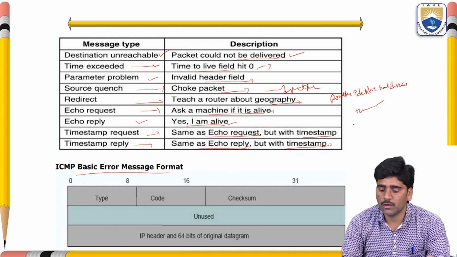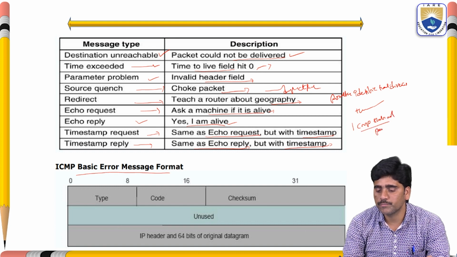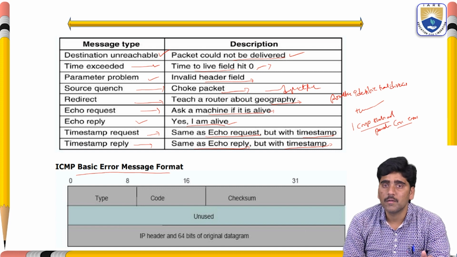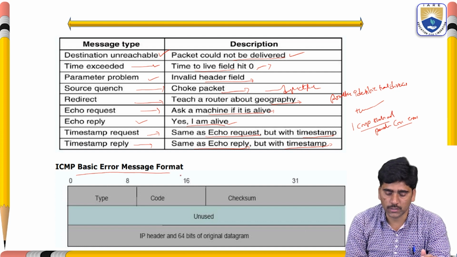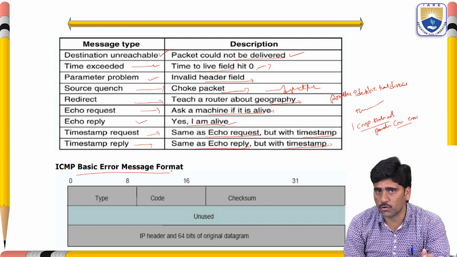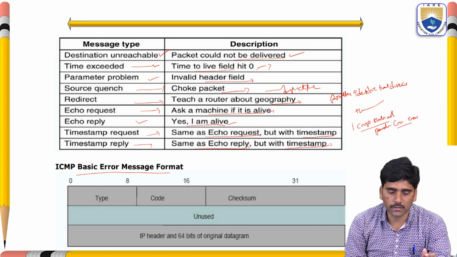So we already said that ICMP provides both control and error message displays. How does it display, and what are the fields it contains? Based on those fields it gives the messages. So what are those fields? The ICMP basic error message format. So what is that format?